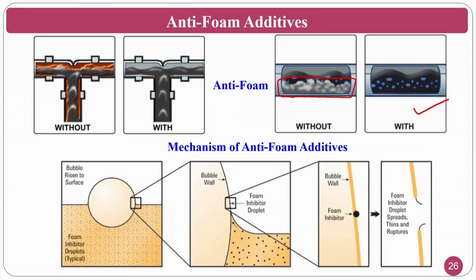How do these anti-foaming agents work? You have a foam inhibitor droplet and a bubble rising from the surface. This is the bubble, and the anti-foam inhibitor droplet will come and hit the bubble. Whenever it hits the bubble, it breaks the bubble, so that it won't form the foam.